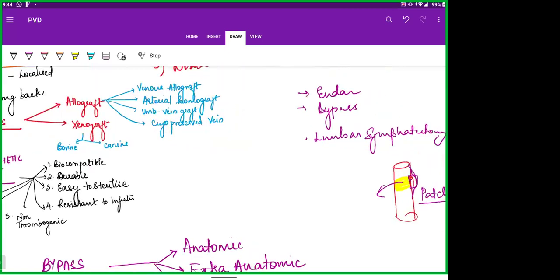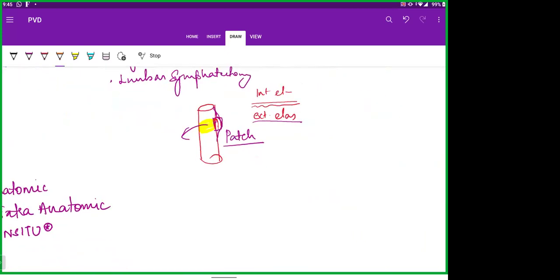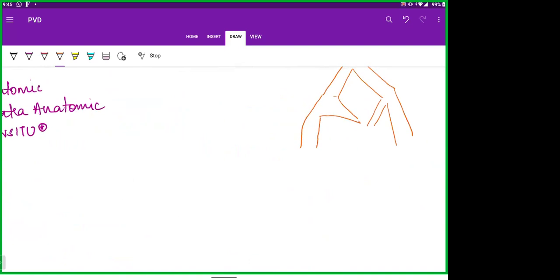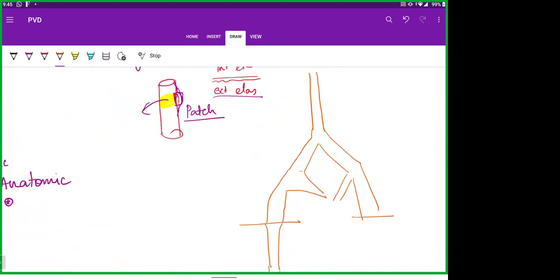Another important thing is bypass. So if you have to talk about bypass, suppose this is the aorta, abdominal aorta, common iliac, then you have the external iliac and then the internal iliac on both sides. Once this crosses the inguinal ligament, you have the femoral, then popliteal, then tibial and common peroneal. So suppose you have a block in the abdominal aorta somewhere.